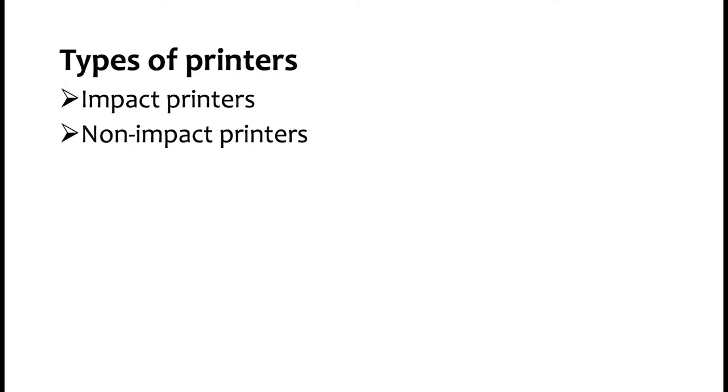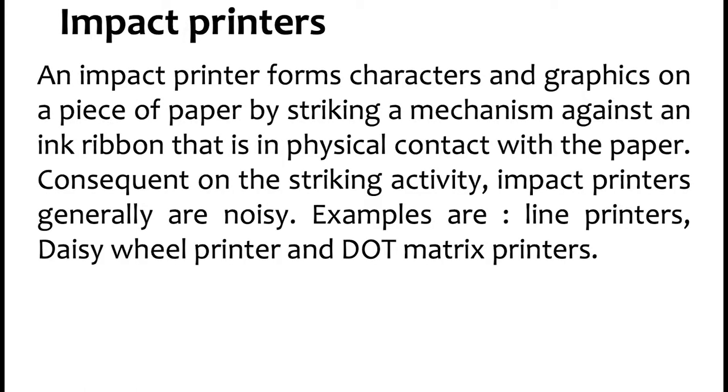Then going back to types of printers, we'll be considering these two major types of printers, which are what? The impact printers and the non-impact printers. The impact printers. An impact printer forms characters and graphics on a piece of paper by striking a mechanism against an ink ribbon, an ink ribbon that is in physical contact with the paper.